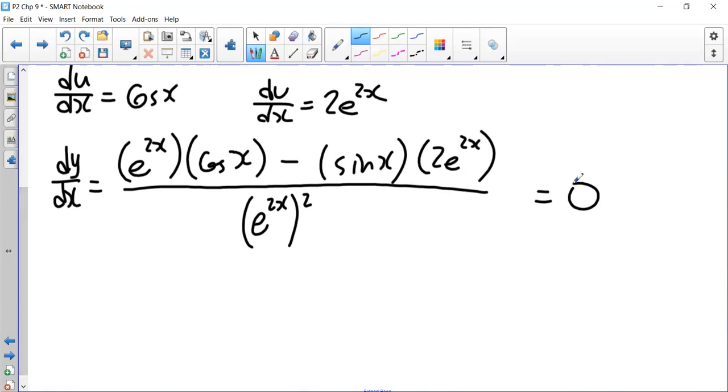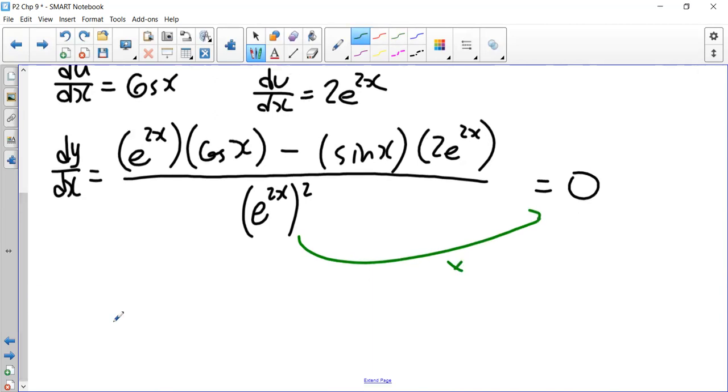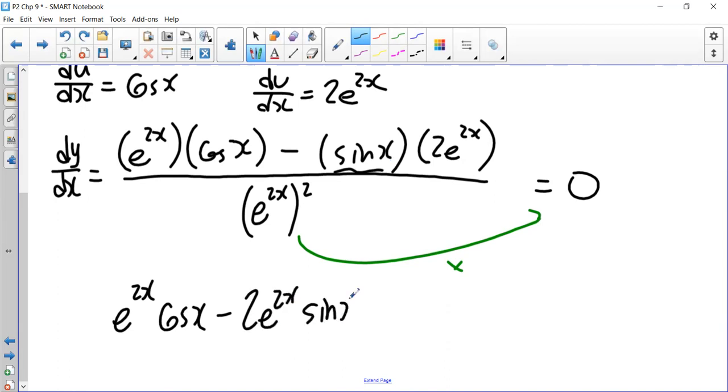The good thing is when it equals 0, the denominator, when you multiply to the right-hand side, becomes 0, so we're left with just the numerator. So I'm going to write e to the power of 2x cos x minus, do you remember the trick? The terms we usually write at the end. So I'll write 2e to the power of 2x sine x equals 0. By rewriting sine x at the back, you don't need a bracket, and by not having a bracket, it's much easier for us to visualize what to do next.